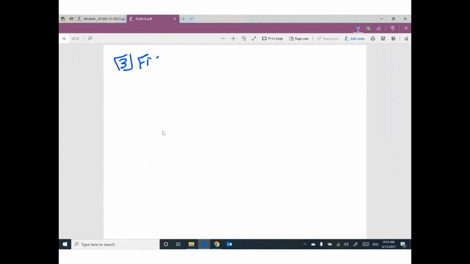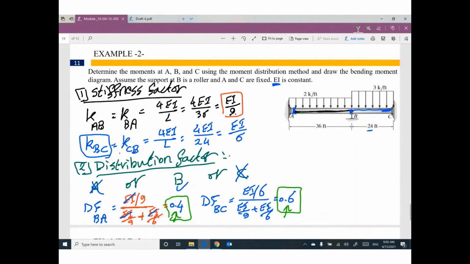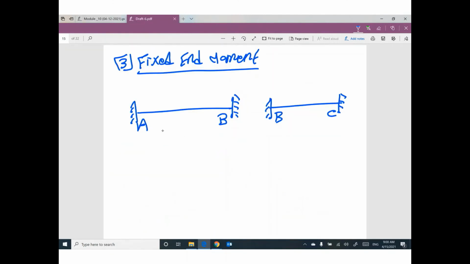Fixed end moment. Okay. I will assume member AB as fixed. I will assume member BC as fixed. What do you have on member AB? We have uniform distributed load 2 kb per foot.